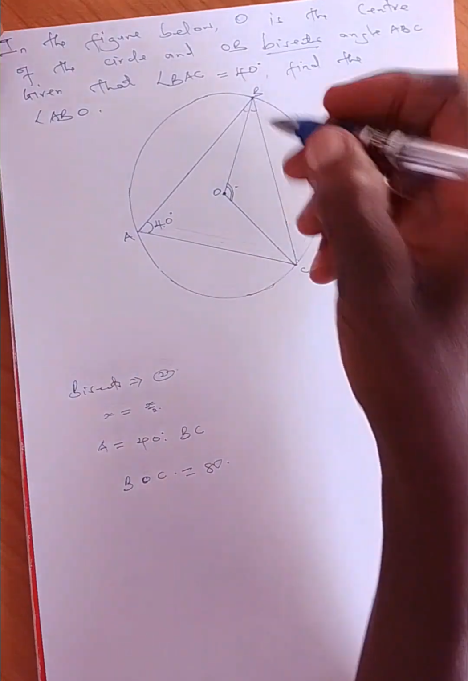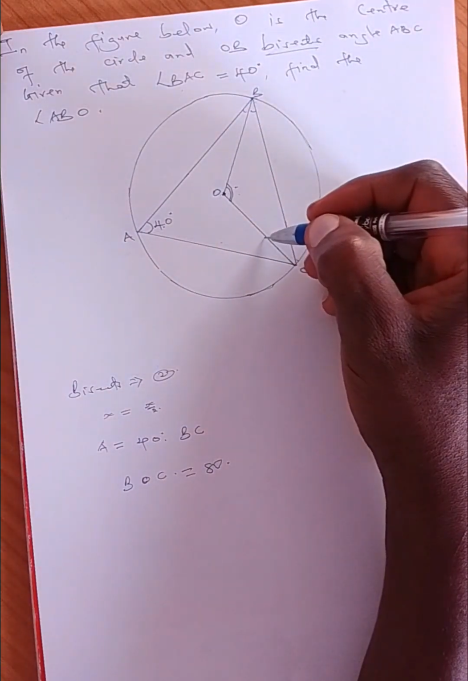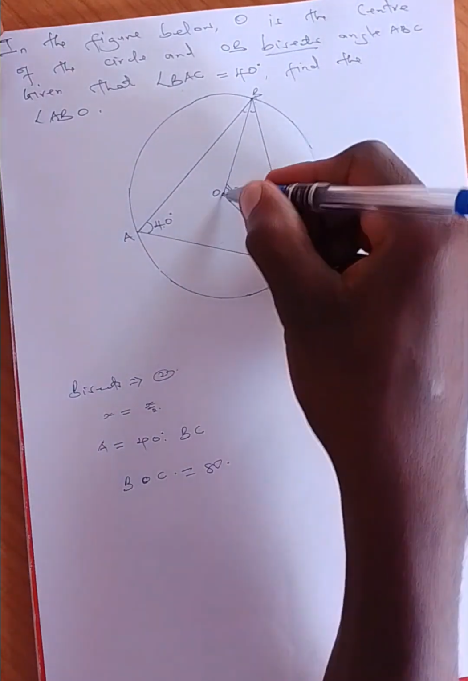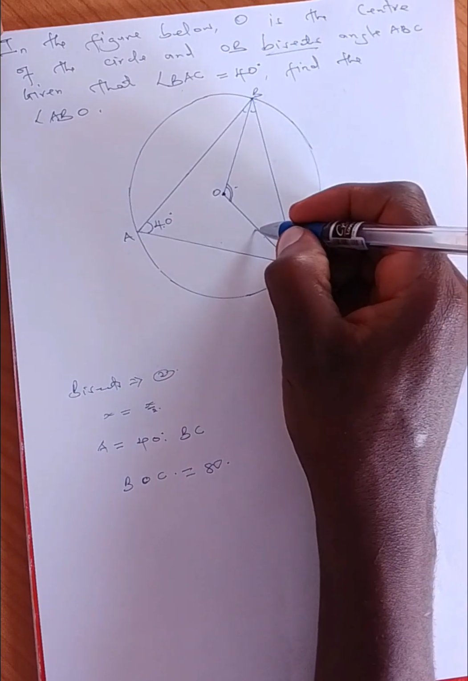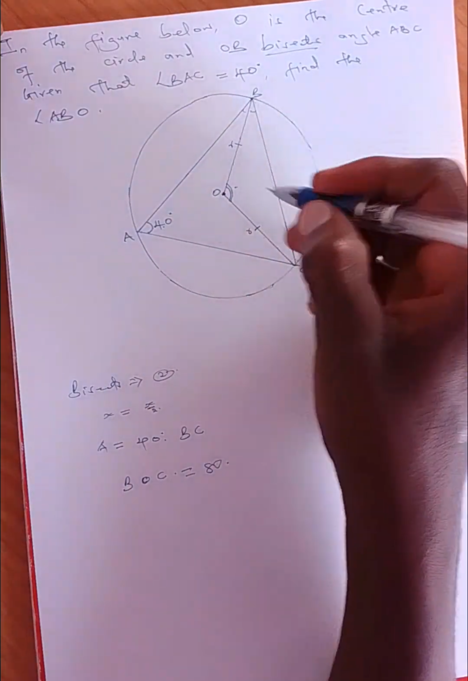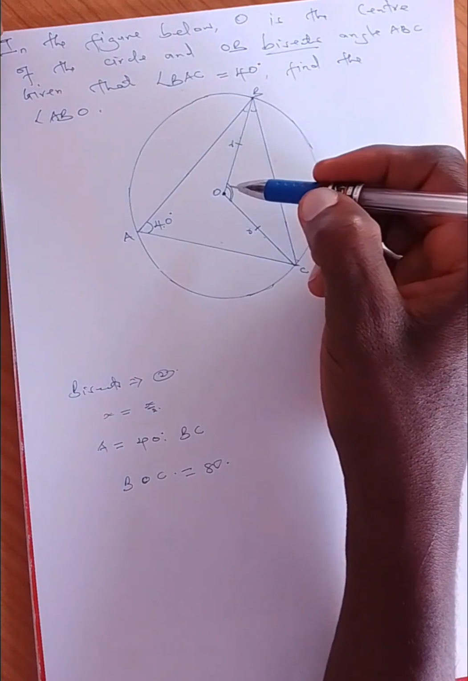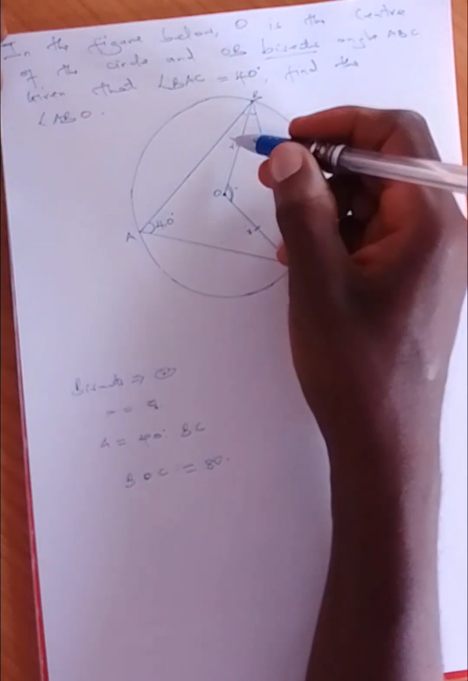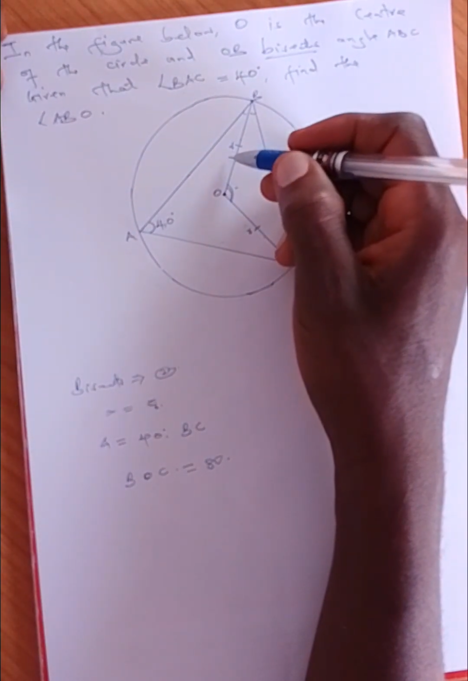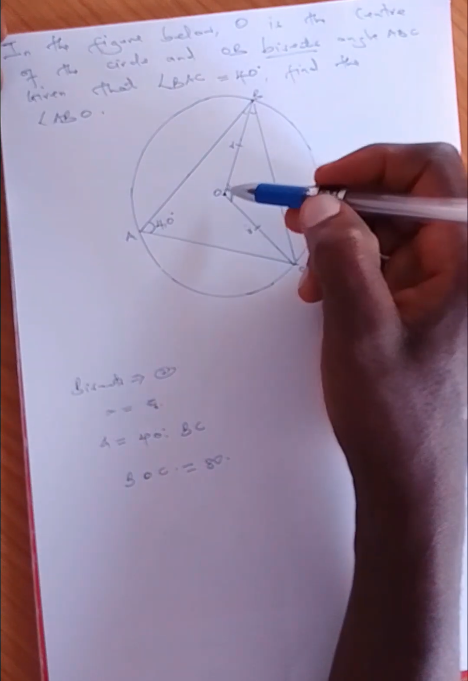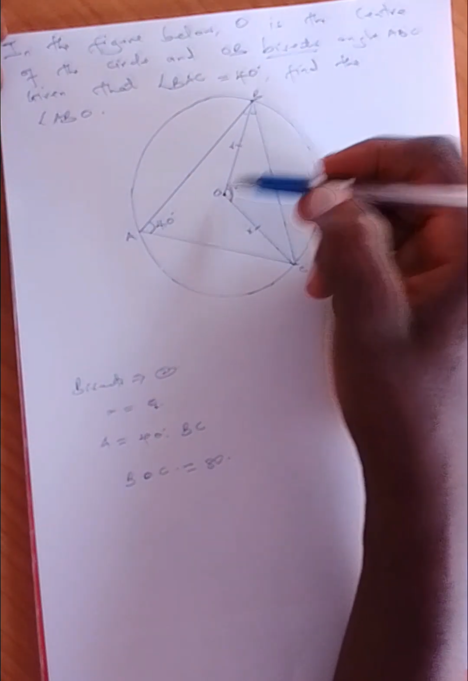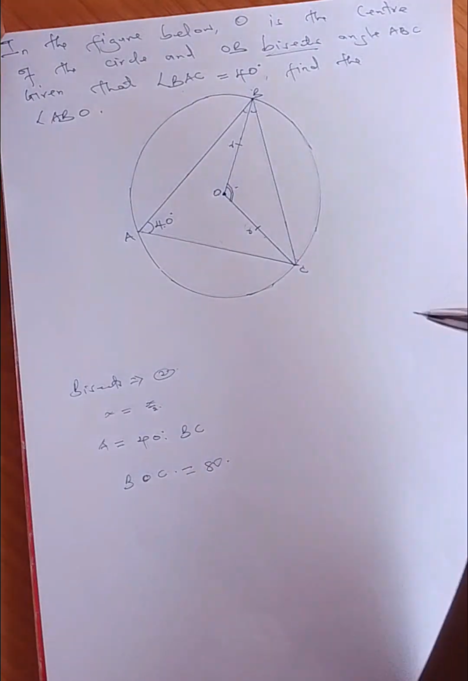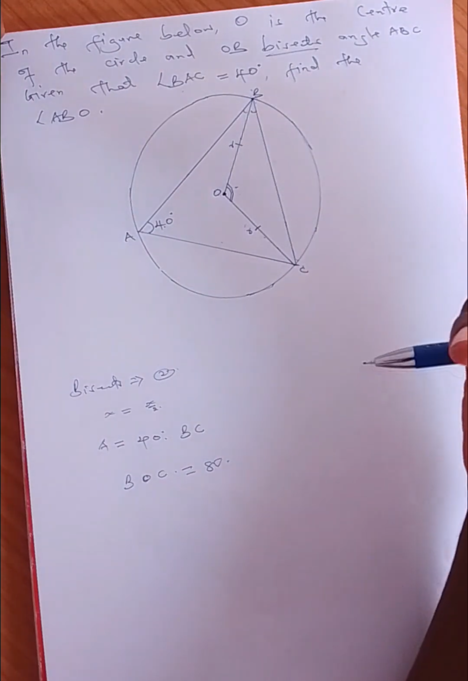So if you have this 80 here, and we know that this is the center of the circle, this one is a line from the center of the circle to the circumference, and the line from the center of the circle to the circumference is called the radius. So this is a radius, this one is also a radius, and in a circle, radii are the same. So if this one is y centimeters, this one will also be y centimeters, and a triangle OBC is formed by two equal sides, forming an isosceles triangle.